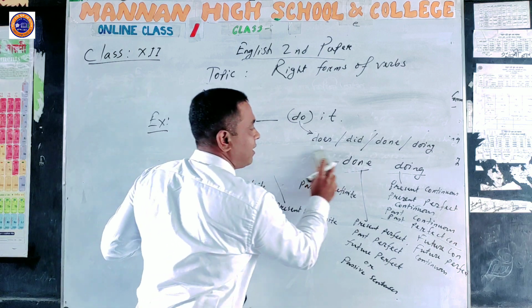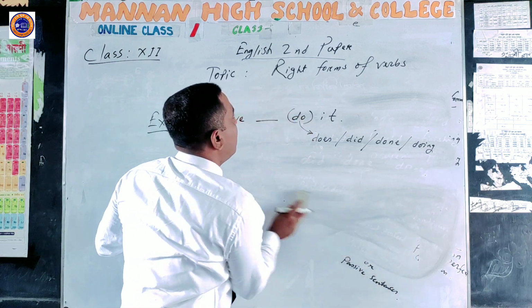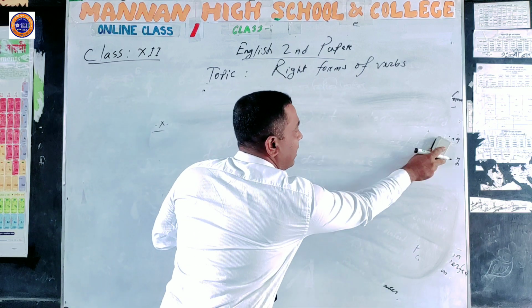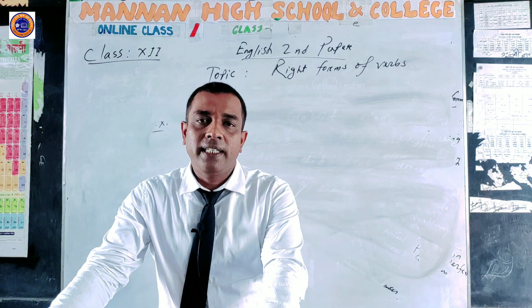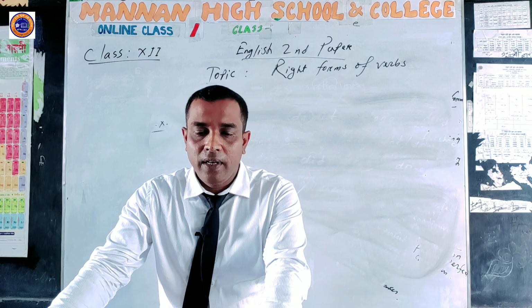And next I am going to explain the rules of right forms of verbs. All I have explained here was the basic things of learning right forms of verbs. Now I am going to explain the rules.